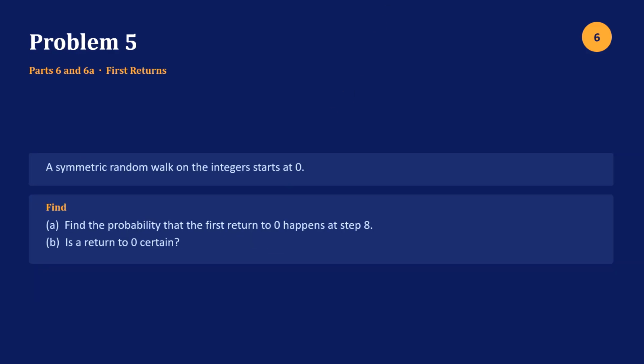Problem number 5 involves first returns for random walks. So we have a symmetric random walk. That means the probability of going left or right is 0.5, and we start from 0, and we only take one step at a time. We have two problems. Find the probability that the first return to 0 happens at step 8. And then the question is, is a return to 0 certain? In other words, is there probability 1 of returning to state 0?